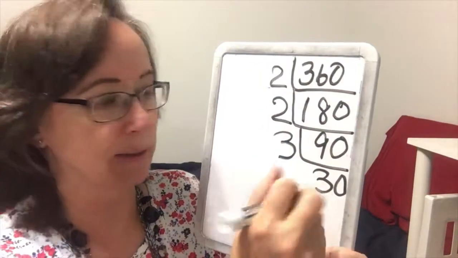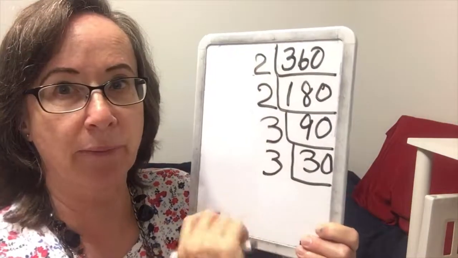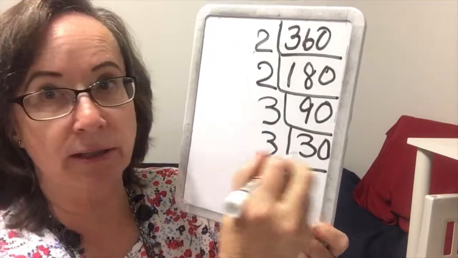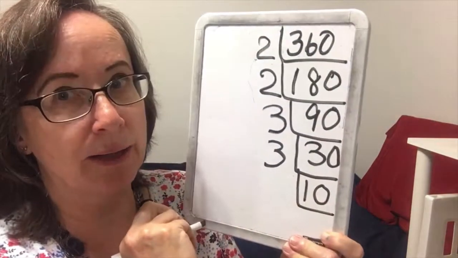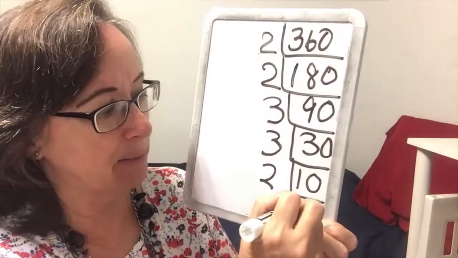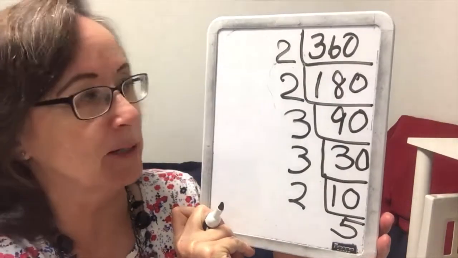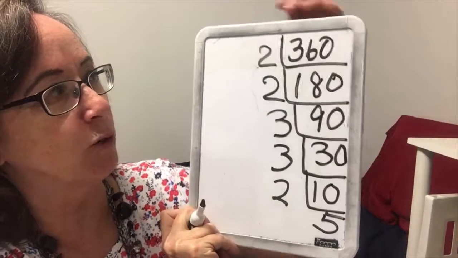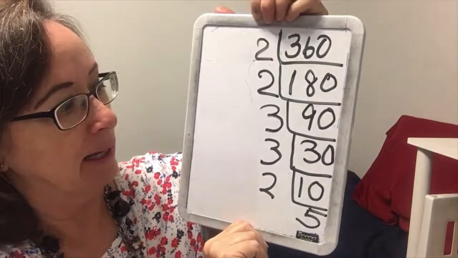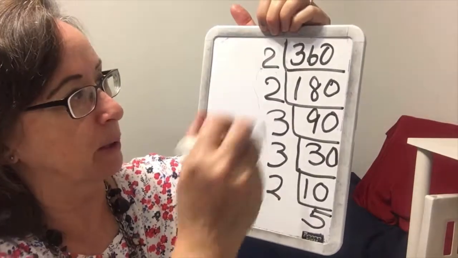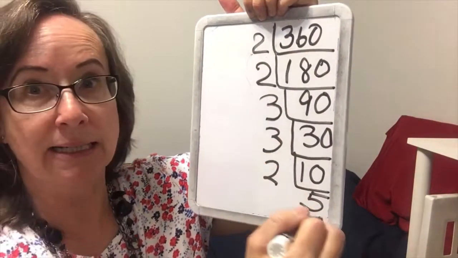And 3 goes into 30, and 3 is a prime number. So we're only putting prime numbers out here. So 3 goes into 30 10 times. And I know that 10 is 2 times 5. And 2 and 5 are prime numbers. So now I'm going to write this product of primes in order. So I'm going to put 2 times 2 times 2 times 3 times 3 times 5.